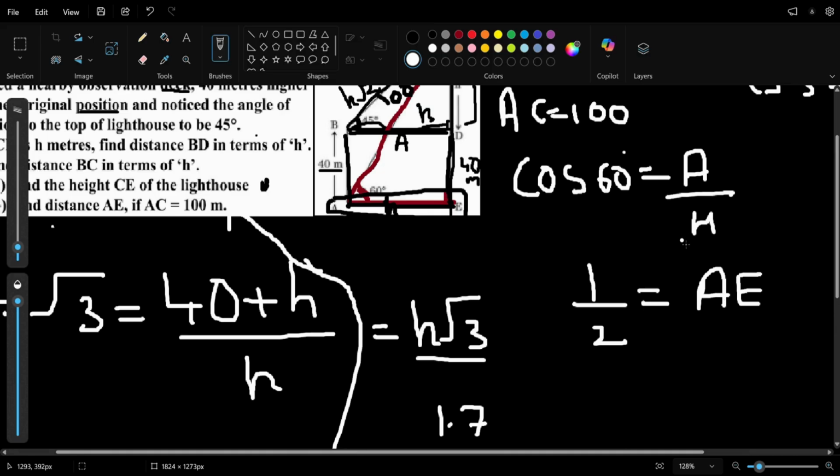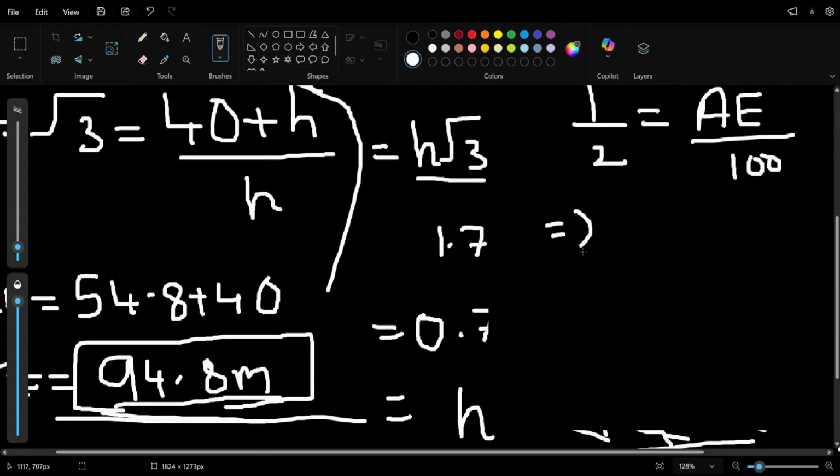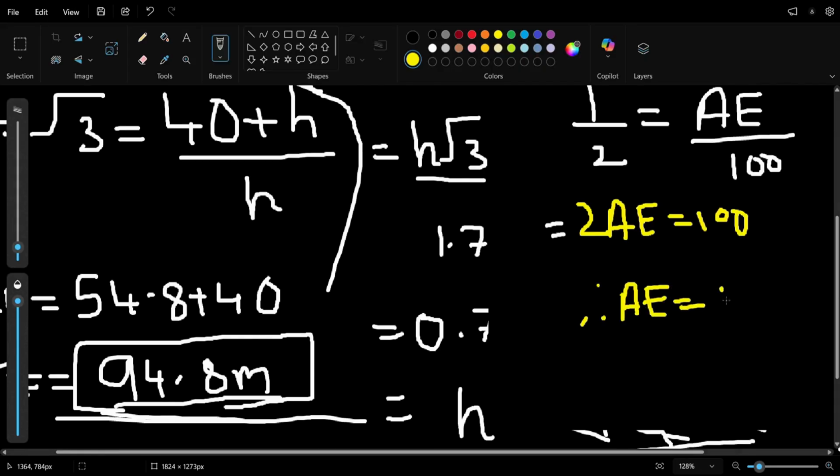by hypotenuse, what is it? AC, which is 100. Okay, this is equal to, I'll write in a different color. I'll write yellow. 2 AE is equal to 100. So therefore, AE will be 100 by 2 is equal to 50 meters.